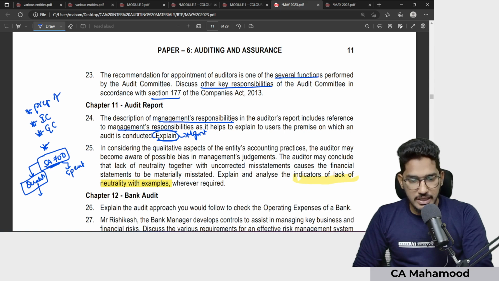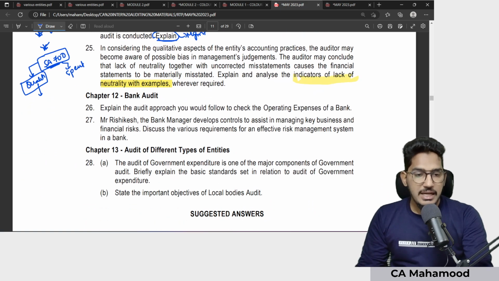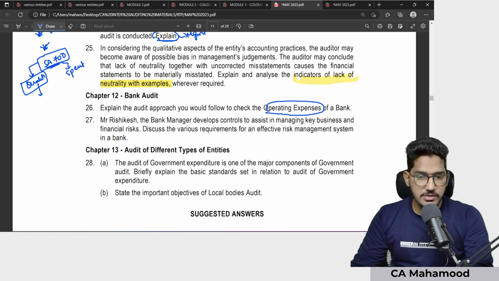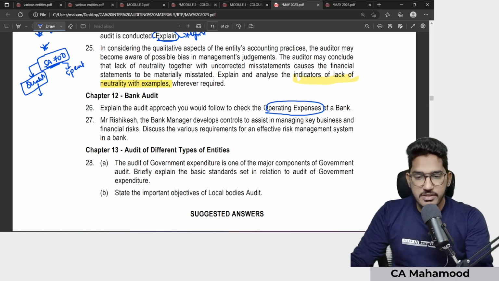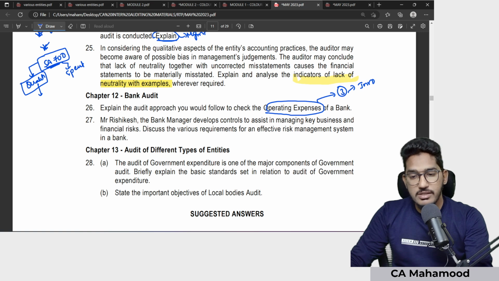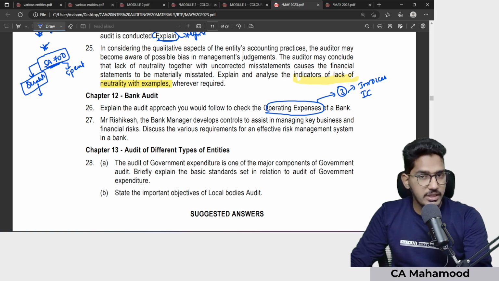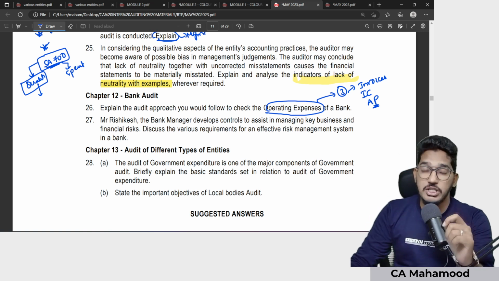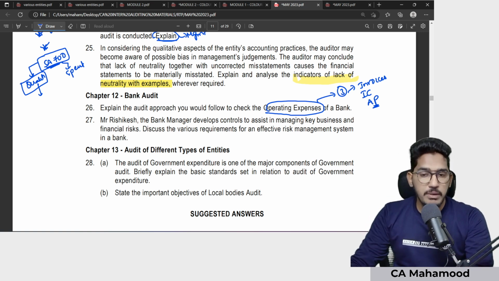Now let us talk about the next chapter, which is bank audit. Explain the audit approach you would follow to check the operating expenses of the bank. They're asking you, how do you verify operating expenses? And if you remember from the bank audit chapter discussion regarding operating expenses, only three things we will check. Number one, wherever possible, we will try to check the supporting documents like invoices and bills. And also we need to check whether internal controls are working effectively in all those areas, and wherever suitable, we'll try to perform analytical procedures. Wherever predictability exists, wherever a relationship between the items exists, there we will try to perform analytical procedures. So these three are the ways by which we verify operating expenses of a bank.